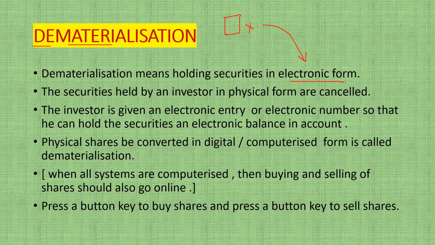This is called dematerialization. When an investor holds the securities in the physical form, this form is now being cancelled. The securities will be held in the computerized form or the digitalized form. This process of conversion of physical shares into the computerized form is called dematerialization. Each investor will be given an electronic entry or an electronic number to hold the securities in an electronic balance in an account, and that account is called a Demat account.